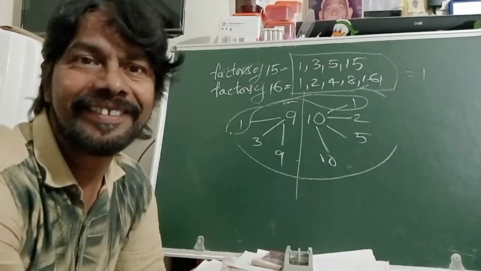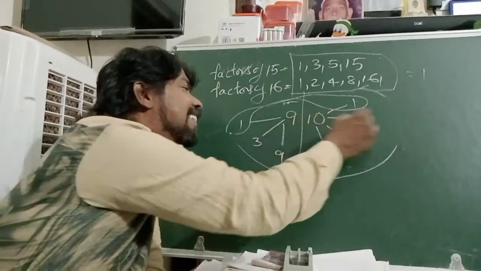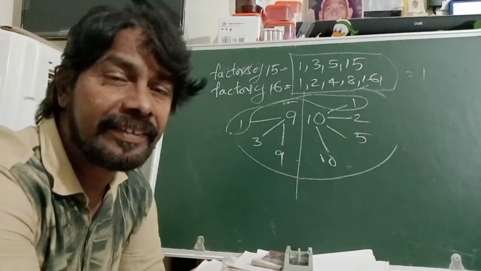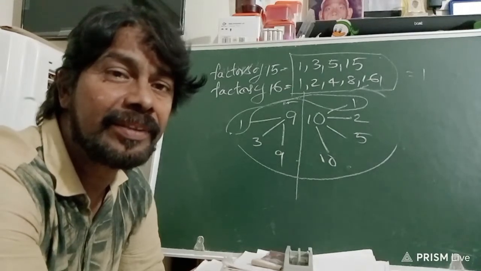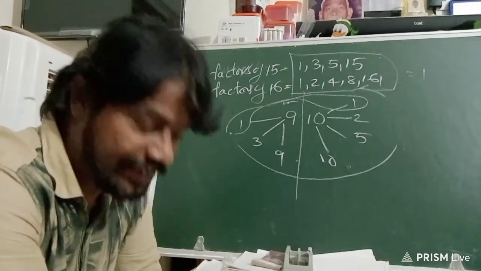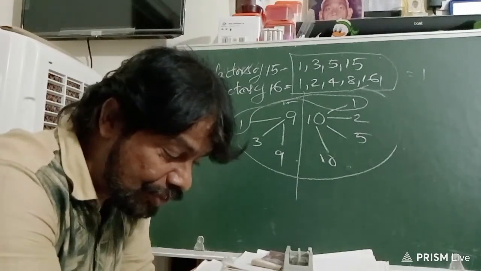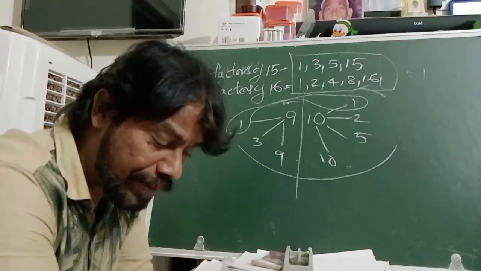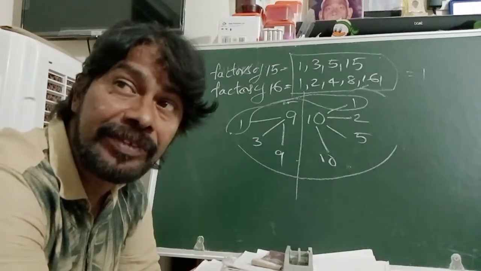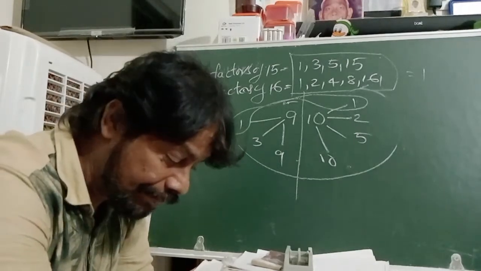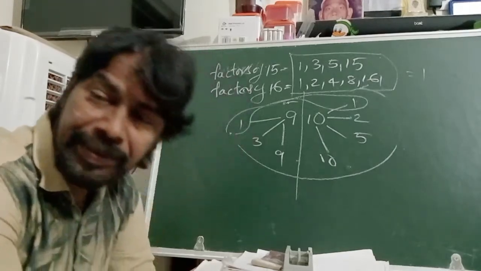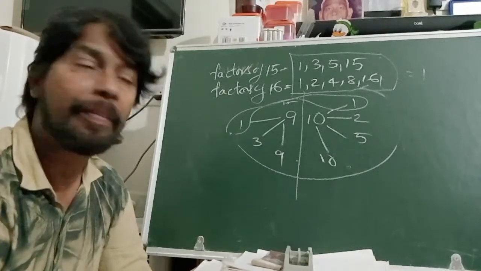Understand? So 9 and 10 are co-primes, and if you take any two consecutive numbers, they must be co-primes to each other. Okay now? Next. And two prime numbers are always co-primes to each other. Not only consecutive numbers. If you take any two prime numbers, two prime numbers are always co-primes.